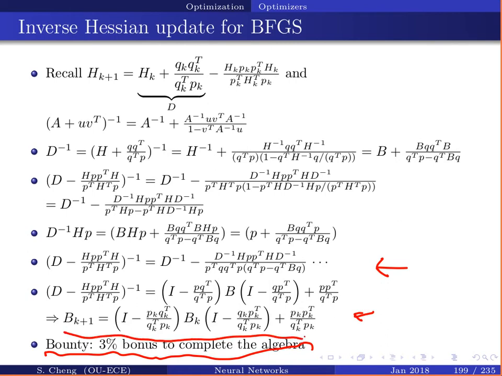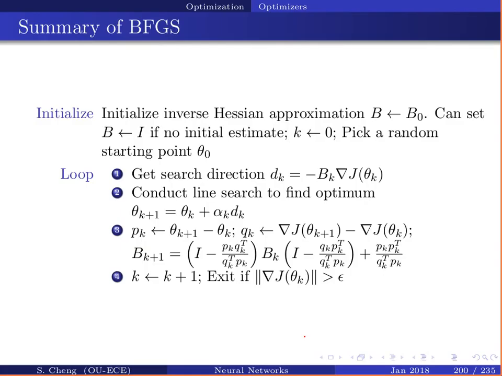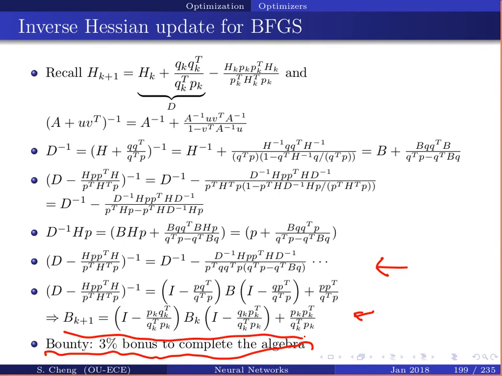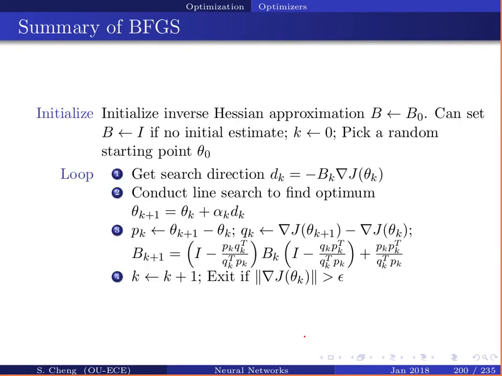And remember the trick we did last time, I mean in the previous one, when we do the rank 1 update, we just... actually, let me continue, like, give a summary for BFGS first. So this is a summary of the whole algorithm.